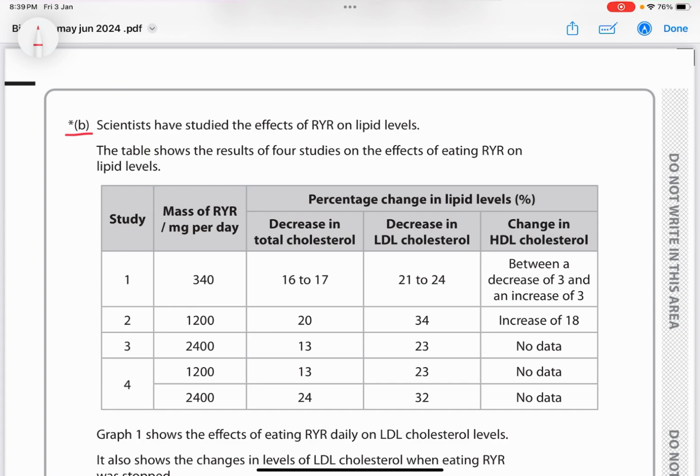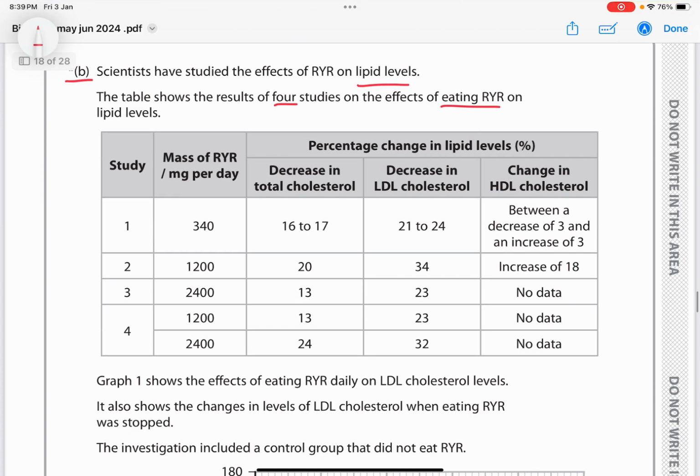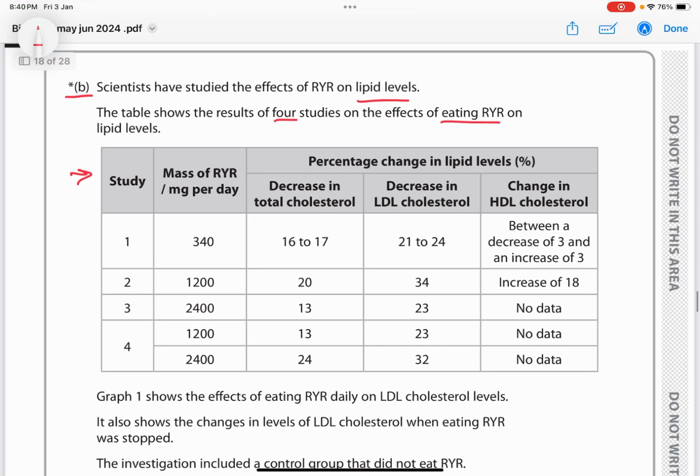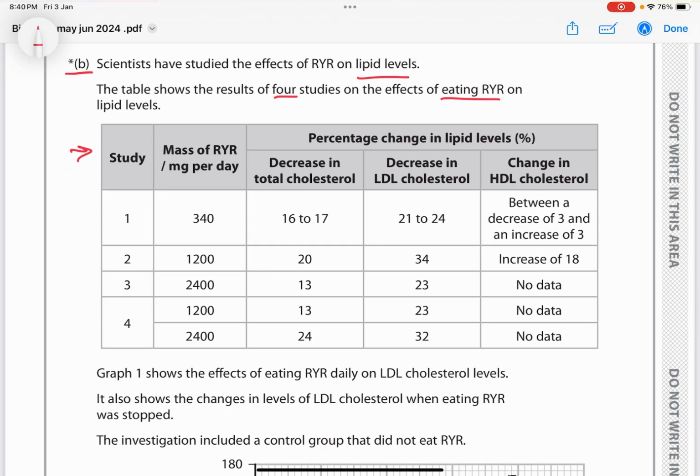It's not that difficult. It looks scary, but take a deep breath. It's going to be okay. We're going to understand everything really well. So, scientists have studied the effects of RYR on lipid levels. What are lipids? Fats. So, the table shows the results of 4 studies on the effects of eating RYR on lipid levels. This right over here is our table. So, graph 1 shows, what does it show? Let's see what graph 1 shows. Okay, let's just look at the table for a second, actually.